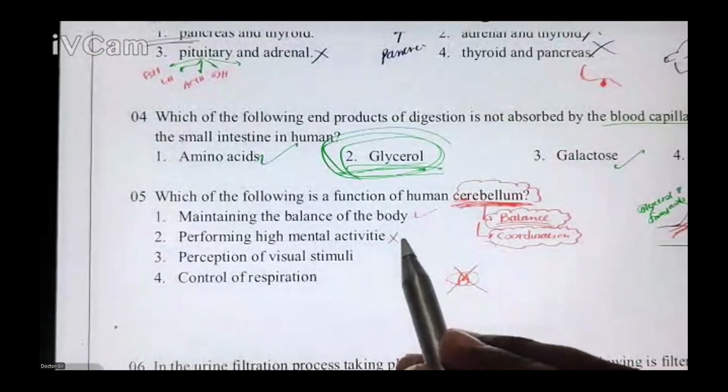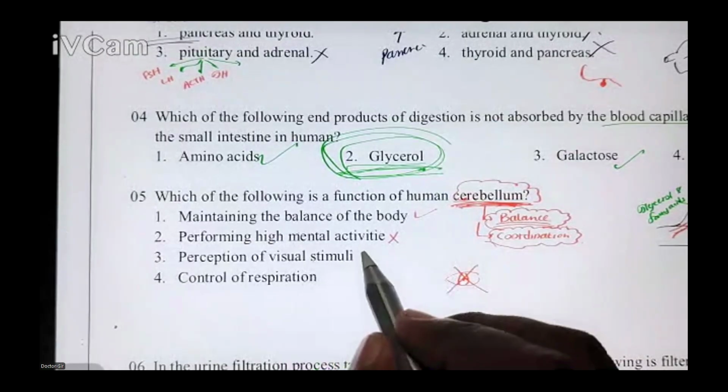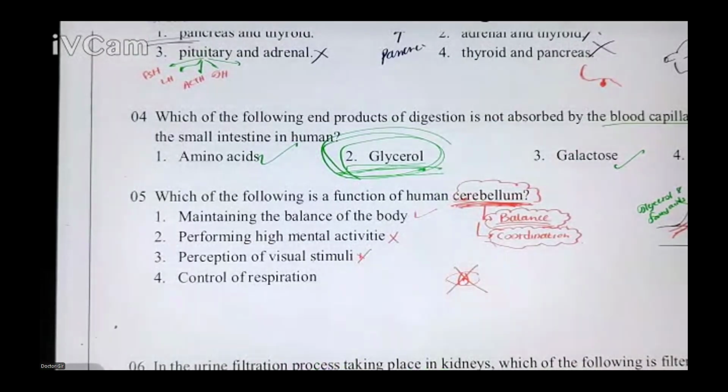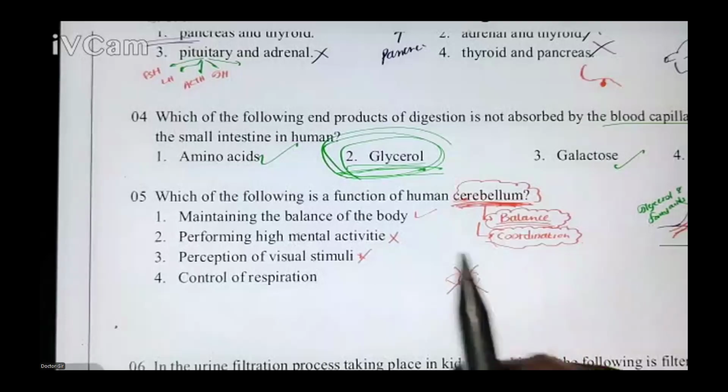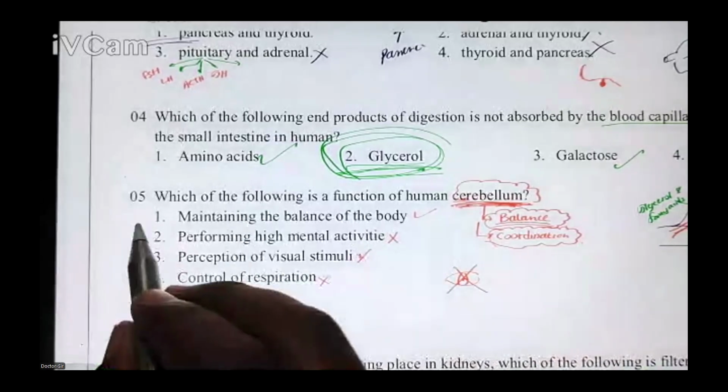High mental IQ, no, that is the cerebrum. Perception of visual stimuli, no, that is not the cerebellum. Control of respiration, no, that is the brain stem. Right, so the correct answer is 1.